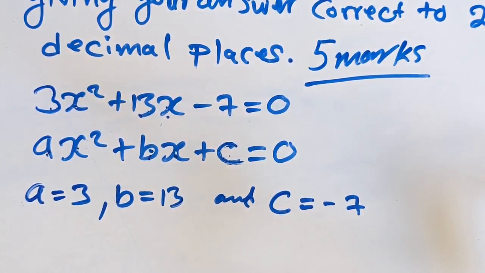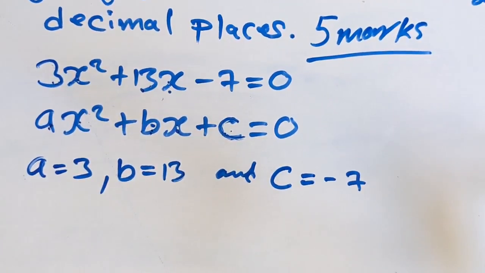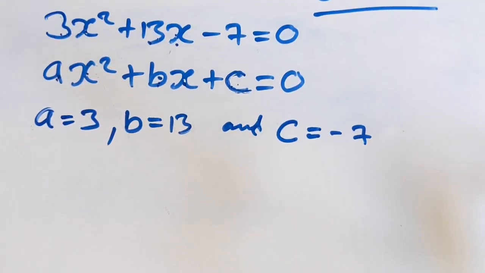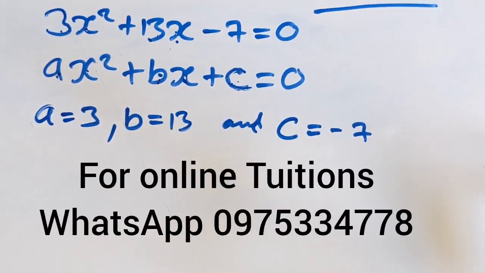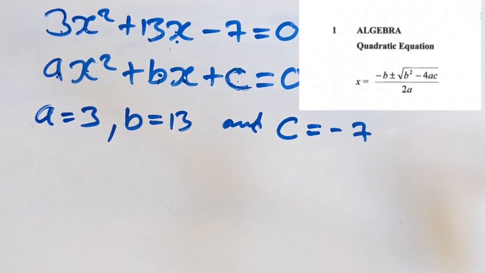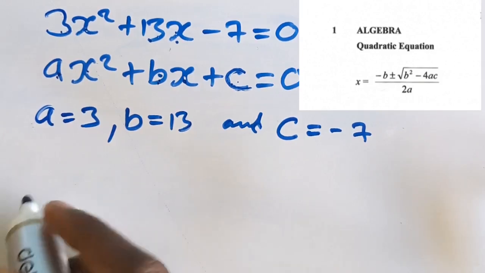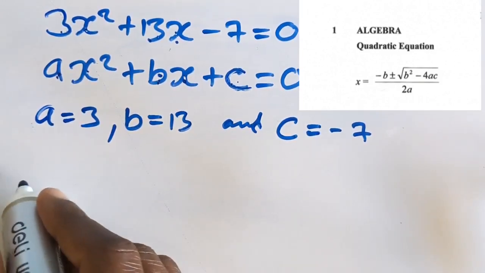All right, so this is actually 5 marks. Just imagine 5 marks. So let's dive directly into solving the equation. Now you need to know the formula to use. You'll be given a list of formulas in your exam, and the formula that you're supposed to use is this formula. Have you seen it? So now what you're supposed to do is to copy the formula.